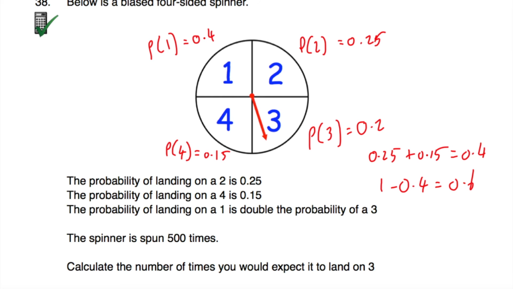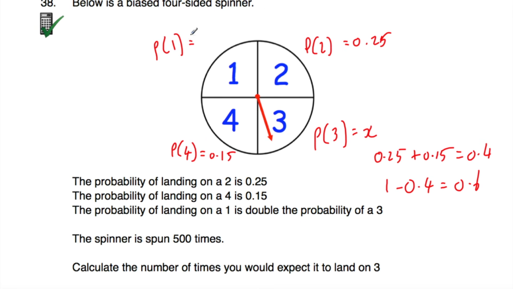Now, one way we could have done it was, rather than spotting it and noticing it was 0.2 and 0.4, we could let the probability if it landed on a 3 be equal to x. That means the probability if it landed on a 1 would be equal to 2x, because it's double the probability of it landing on a 3. And then we can make an equation, because we know that 2x plus x has to be equal to 0.6. So 2x plus x is equal to 3x.